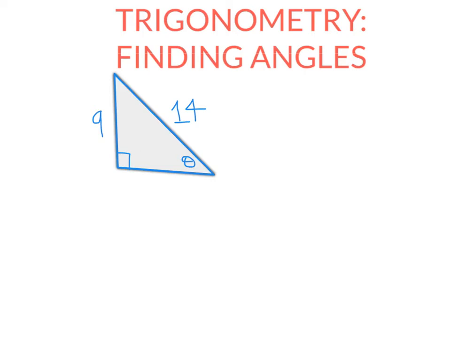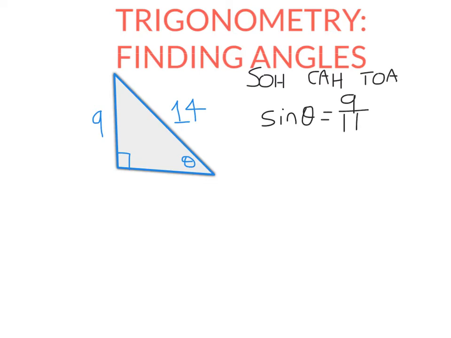So let's look at this diagram here. This time I want to find theta, which is an angle. I already know the lengths of the sides, so which ratio am I going to use? Well, I have opposite and hypotenuse. SOHCAHTOA means that I would use sine: sine is opposite over hypotenuse. So I'm going to set up my equation just like I did when finding sides. I have sine of the angle equals opposite over hypotenuse. Of course, opposite goes on top of the fraction because it's listed first in SOHCAHTOA.